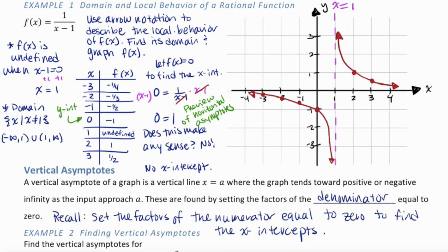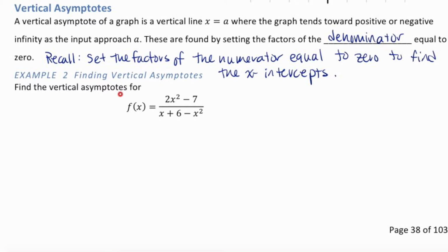With that, let's look at example 2. Find the vertical asymptotes for f of x equals (2x squared minus 7) divided by (x plus 6 minus x squared). Let's take a moment to rewrite this. This is 2x squared minus 7 in our numerator. We don't have any common factors between 2x squared and -7, so that stays as is.